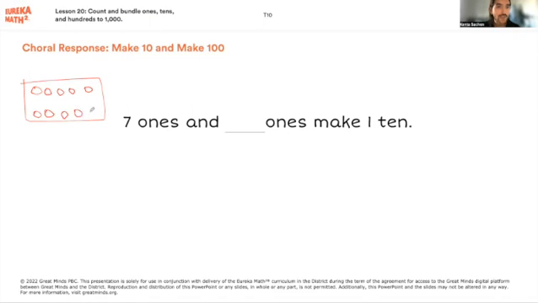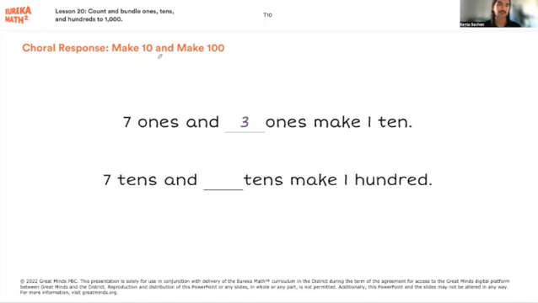Absolutely. Good job. 1, 2, 3. 3 more ones. And then 7 tens, and how many tens do I need to make 100? Eliza? Very good. 3 tens. Good.